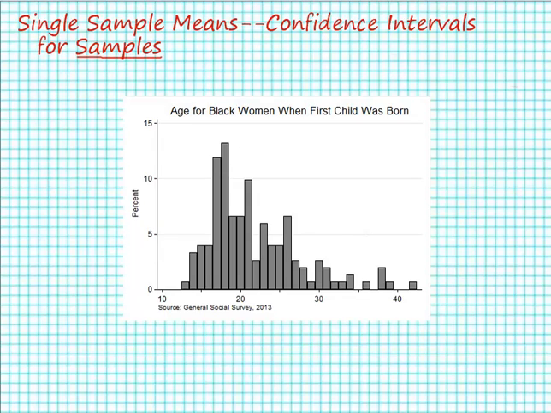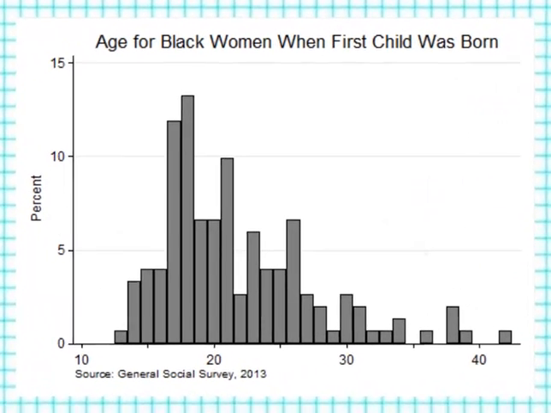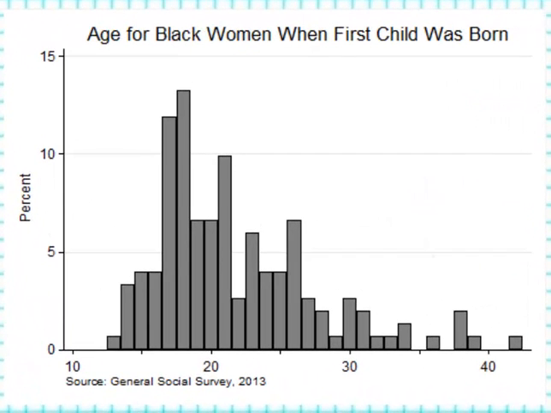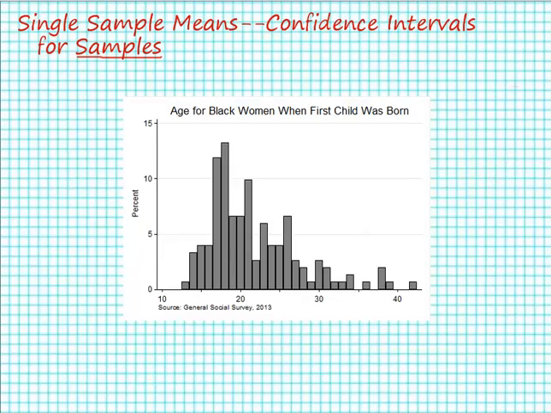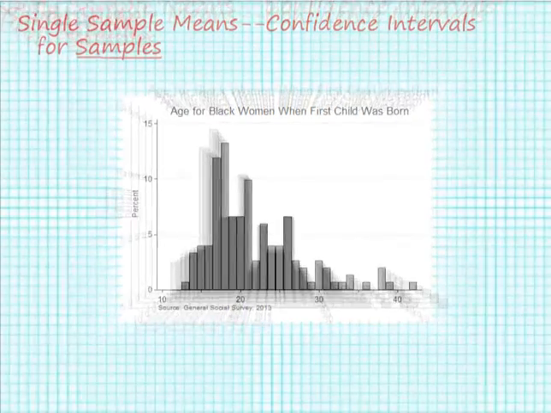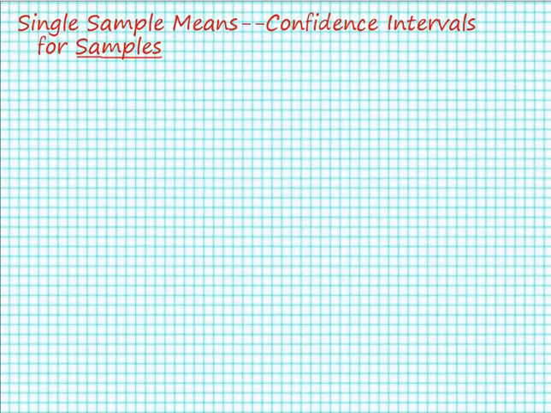This group of women were between the ages of 13 and 42 when their first child was born. The average age was 21.8 years old, and what we're going to do next is calculate a confidence interval to indicate how confident we are in that particular estimate. I'm going to remove this histogram so we can go ahead and calculate our confidence interval.